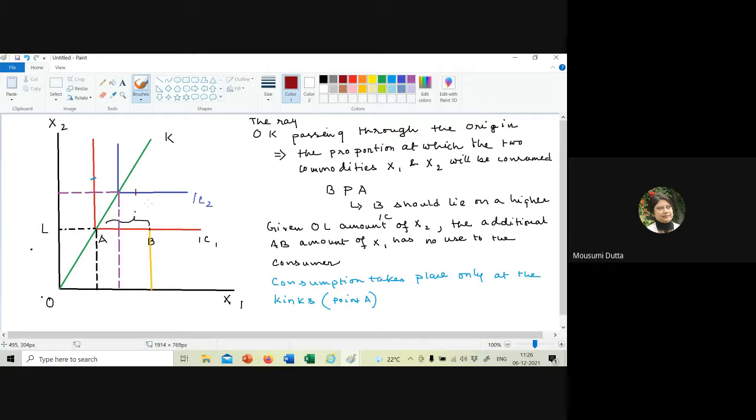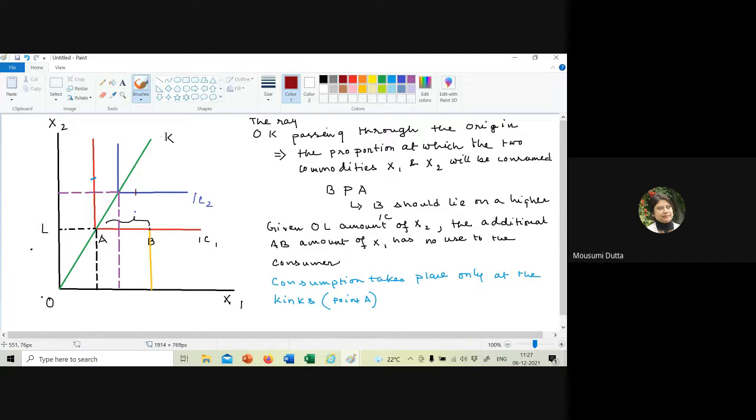Say this. Am I right? Now think whether this brown point will be preferred to A. No, this brown point will not be preferred to A because it is not lying on the ray OK. Even if it is located on a higher indifference curve, that is true, however, it is not a point where the consumption will take place.